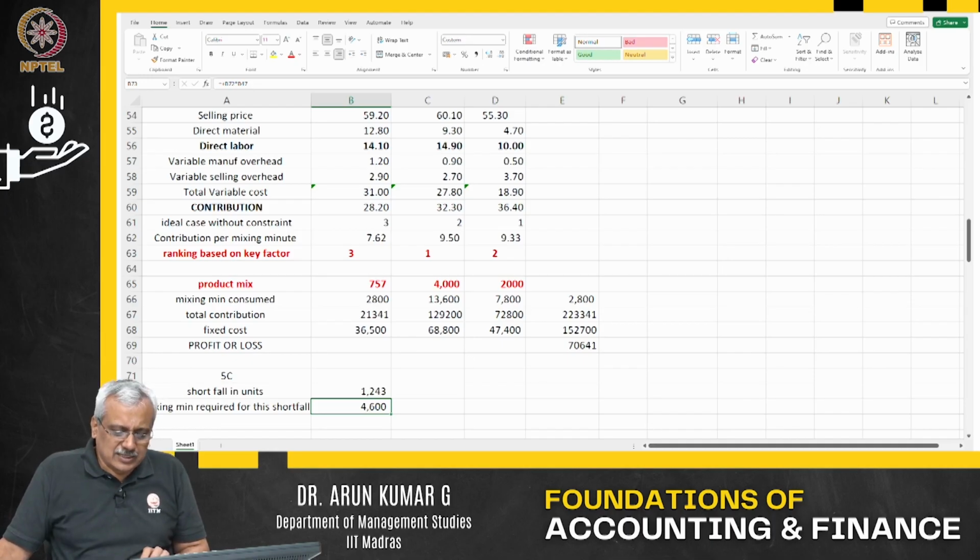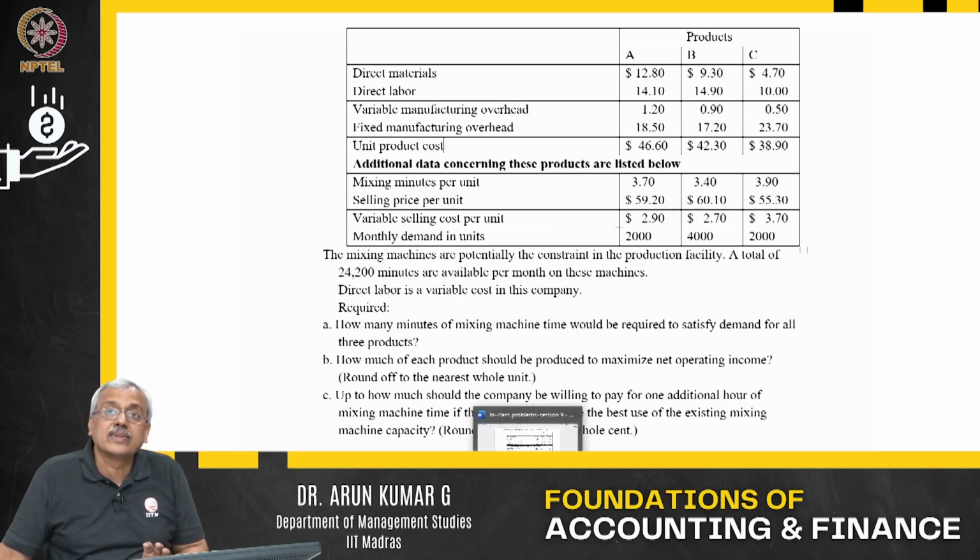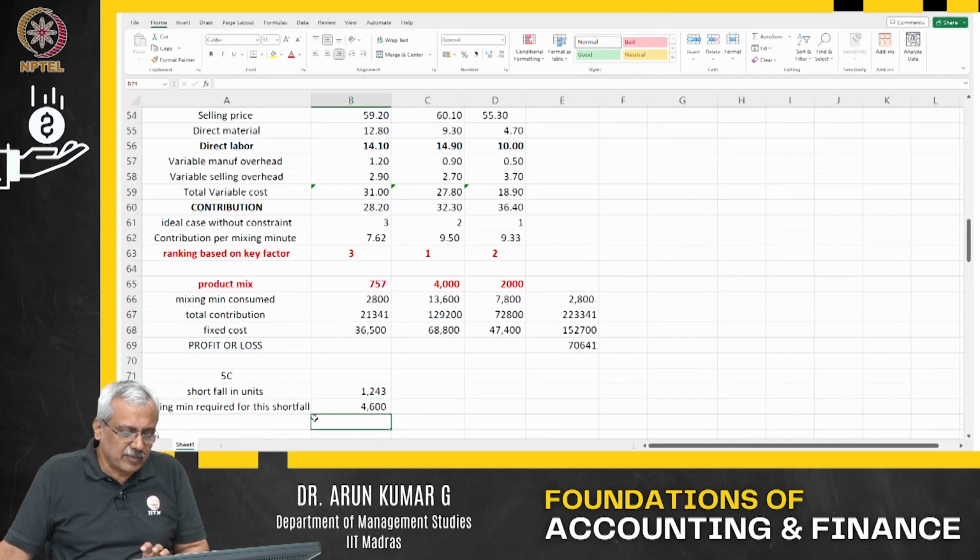What is the cost per mixing minute in this case? Unfortunately, mixing minutes per unit is given. There is no cost specifically per mixing minute that is given. So, not necessary. This is the number of mixing minutes that is required. So, what is your ideal profit?